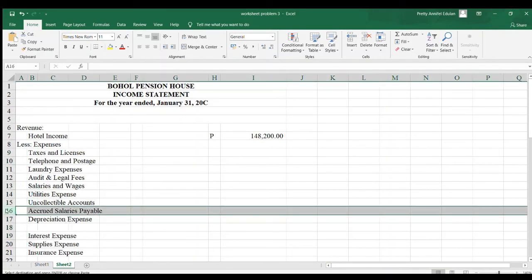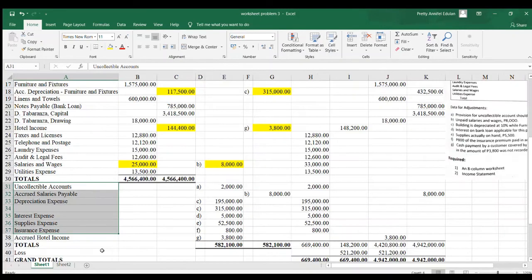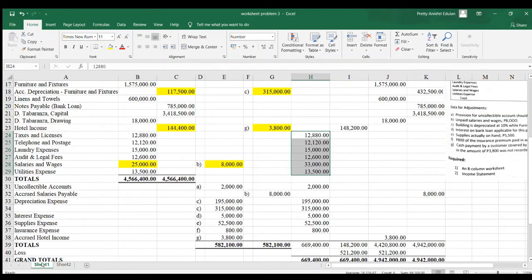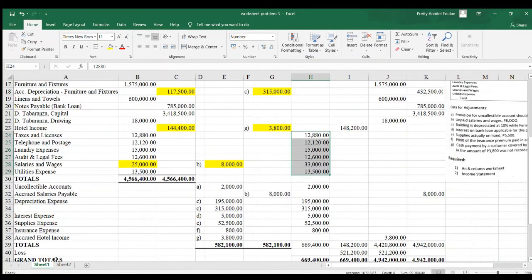So this accrued salaries payable is not an expense. Then you will just get the total of the depreciation expense. So taxes and licenses, how much? So we'll simply copy this one. Then how much is the uncollectible accounts? 2,000. How much is the total of the depreciation? That is 195 and 315 is 510.